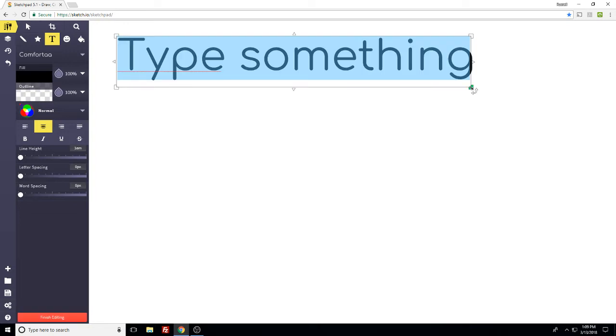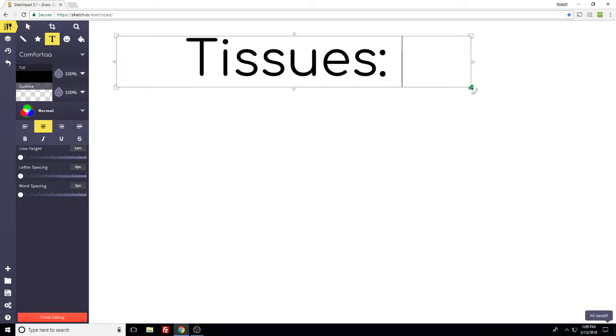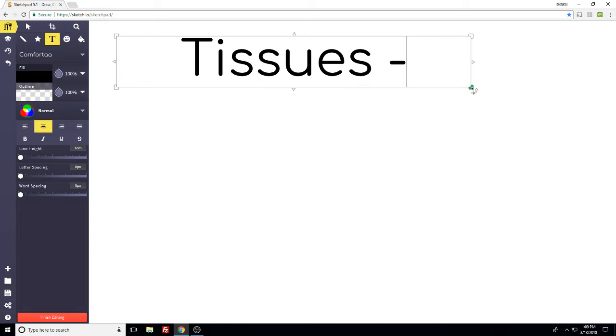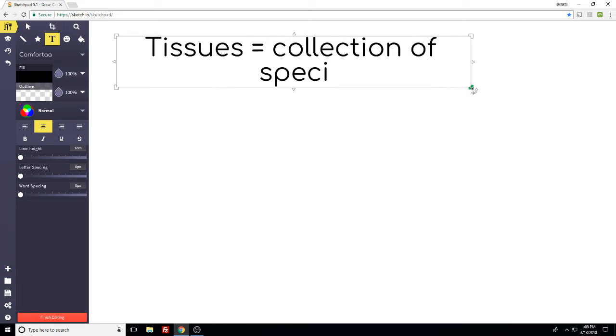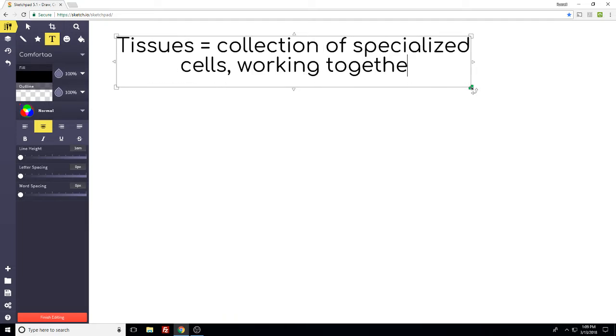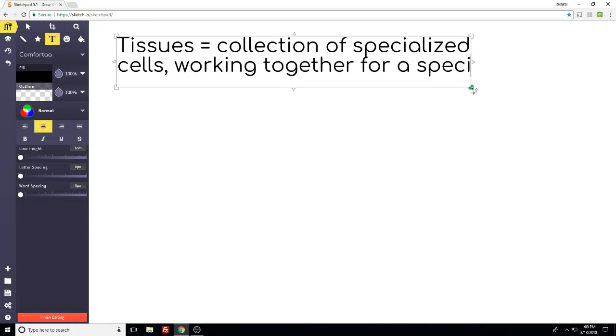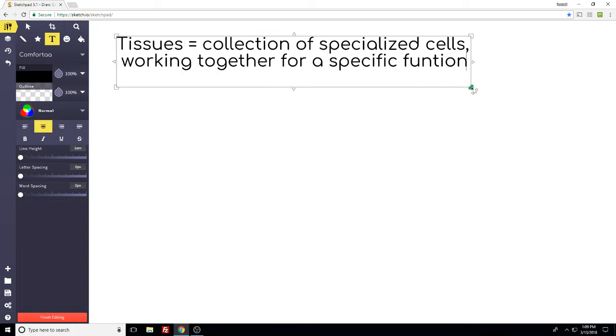So let's start. When we talk about tissues, what we're talking about is a collection of specialized cells, and they're going to be working together for a specific function. So if you think about some examples of this, we have muscle tissue where the individual muscle cells are specialized for contraction, but we need the entire tissue where you have lots and lots of muscle cells working together in order for the entire tissue to contract.